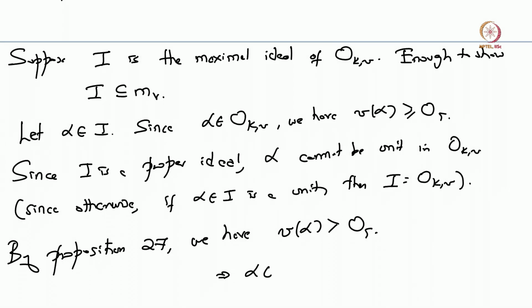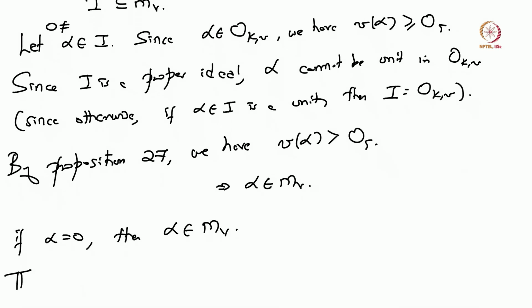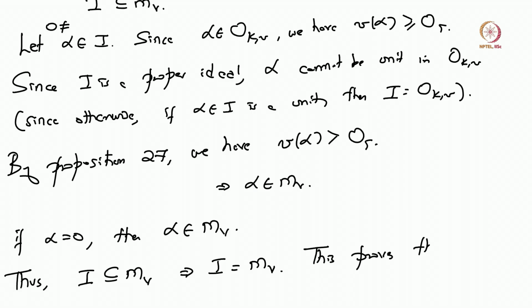This just means that alpha belongs to M_v. Okay. So we are making this assumption that this element alpha is not 0. If alpha is 0, then alpha belongs to M_v automatically. Okay, so what we've shown is that this maximal ideal sits inside M_v, and so this just means that this maximal ideal must equal M_v. Okay, so this proves the corollary.